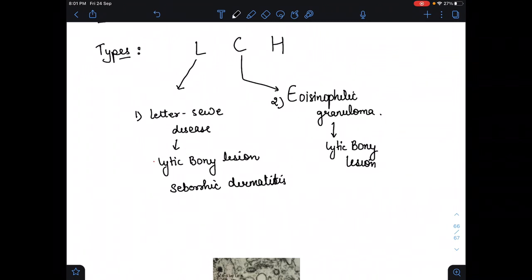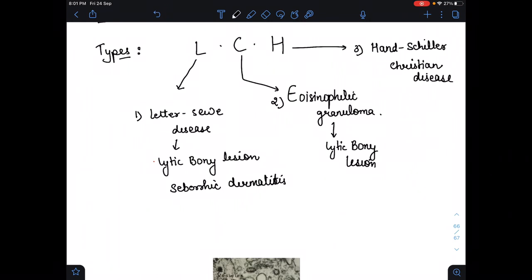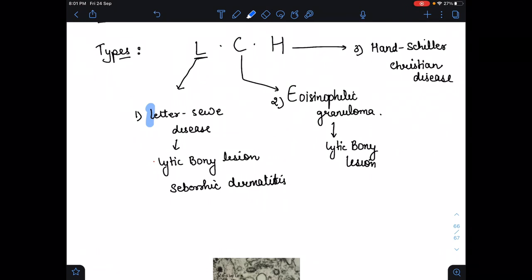And from the letter H, the third type is Hand-Schüller-Christian disease. Please remember it. So these were the three types of Langerhans cell histiocytosis. L stands for Letterer-Siwe disease, C stands for E, that is eosinophilic granuloma, and H stands for Hand-Schüller-Christian disease.